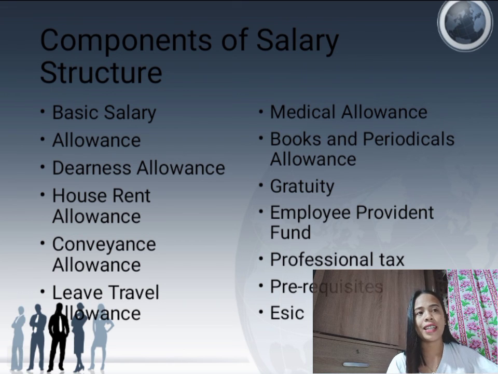Next is professional tax. It is a tax that is levied by the state government and applies to income you earn through employment. Next one is perquisites. In essence, these are usually non-cash benefits given by an employer to employees in addition to cash salary or wages. And lastly, ESIC, which we call Employee State Insurance Corporation.